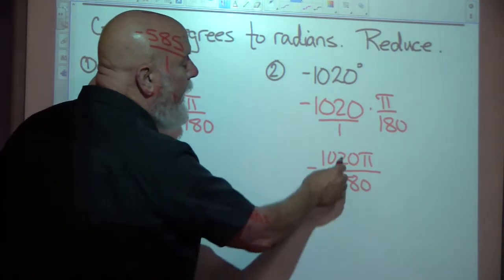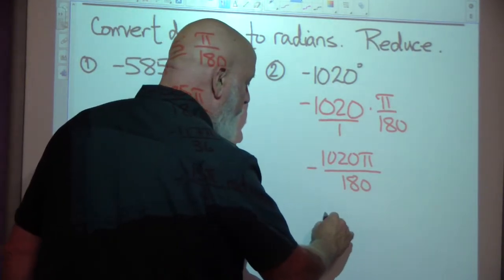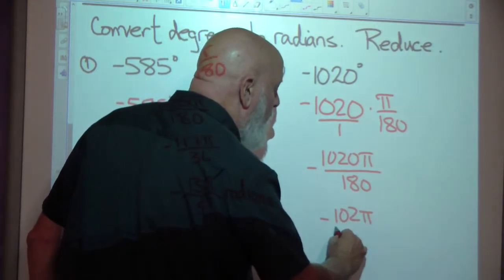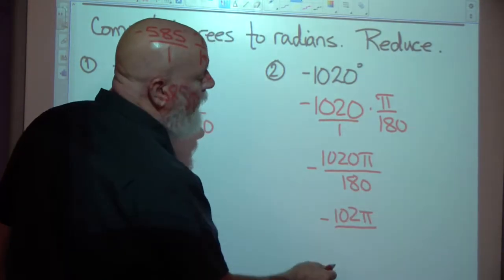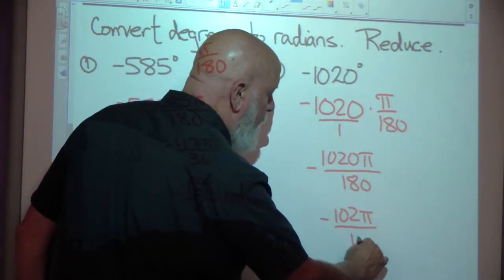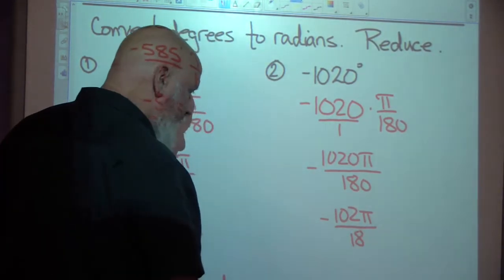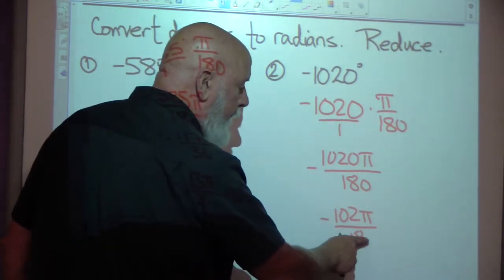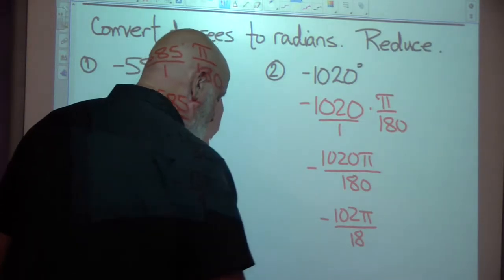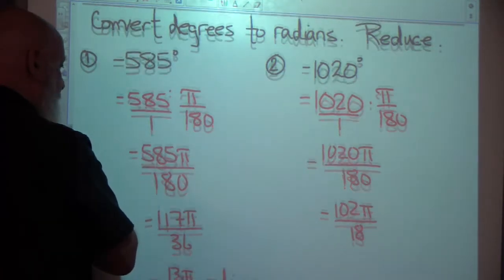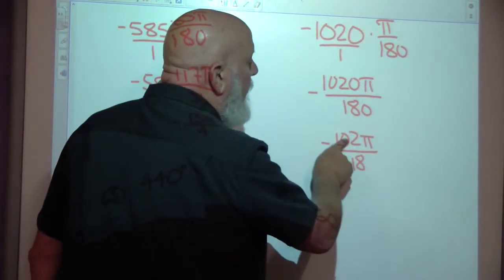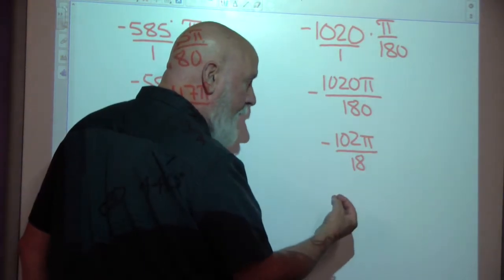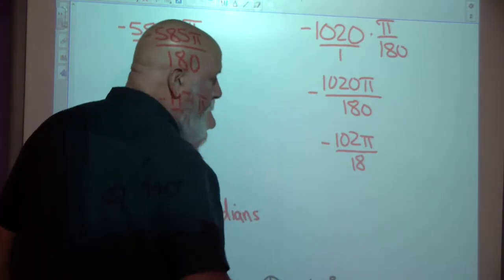Now I've got to reduce. Well, I can divide them both by 10 in my head, so I'm going to do that. That's 102 pi over 18. These will both divide by 3 because 2 plus 1 is 3, so this number is divisible by 3. 8 plus 1 is 9, so that is divisible by 3. If you add the digits of a number and the sum of the digits is divisible by 3, so is the number itself.